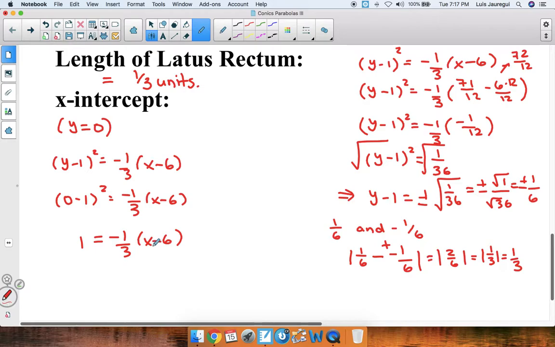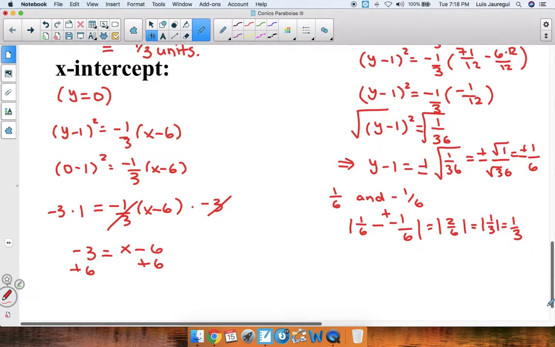We will need to solve for x. Now, to get rid of the −1/3, let's multiply both sides by −3, which is the multiplicative inverse of −1/3. Doing so will generate the following equation: −3 = x − 6, since this cancels with this. Let's add 6 to both sides. So you get that −3 + 6 is 3, and that is equal to x. Therefore, your x-intercept is x = 3, and the coordinates corresponding to that will be (3, 0).